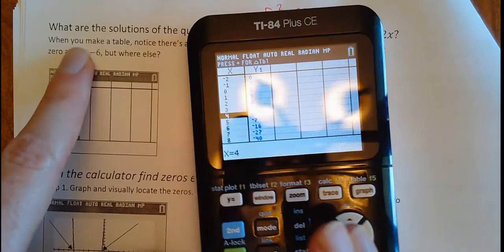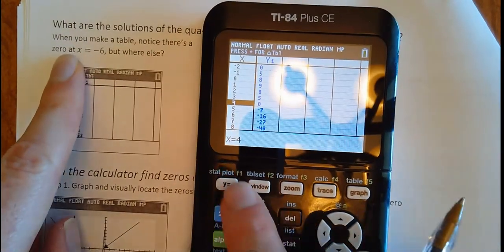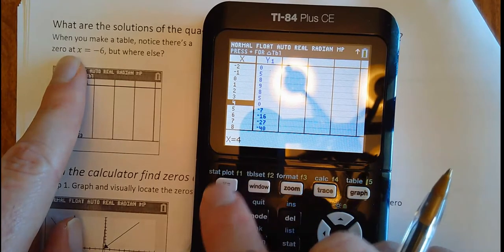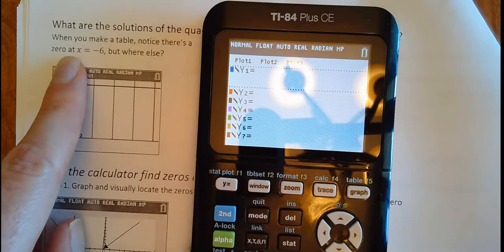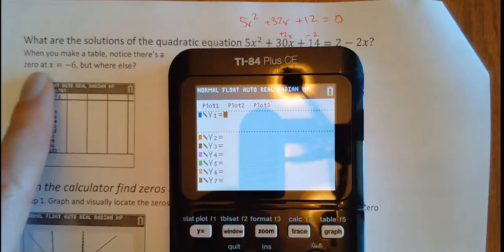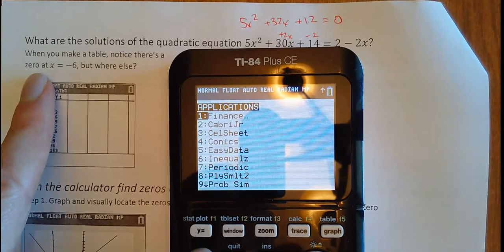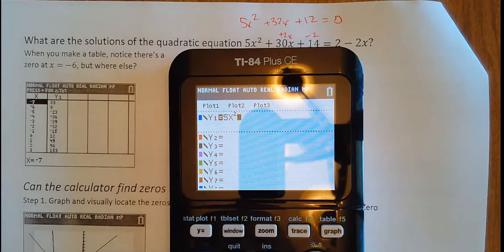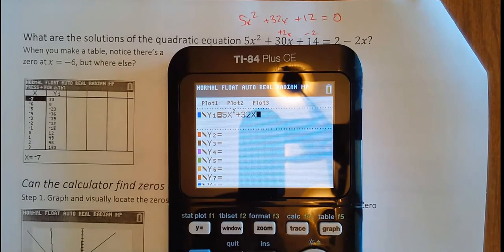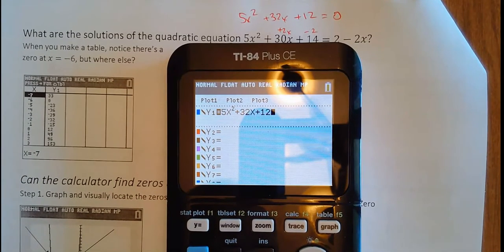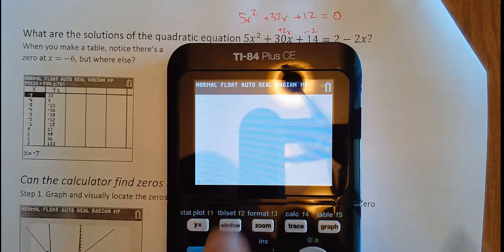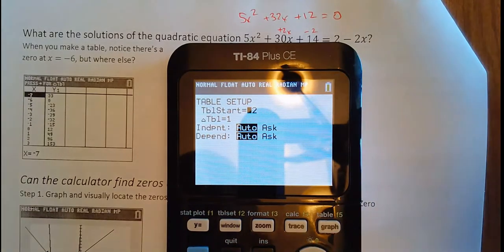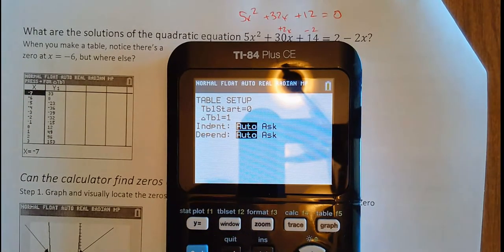So when you make the table, notice that 0 is at -6. So let's go. I got to put this in. I haven't done this yet. So let's go back here. Put this equation in that I just wrote up here. 5x squared plus 32x plus 12. I'm going to go second table setup. And now it's -2. That just happened to be the last one I left it on. You can change it to 0 if you want. You can leave it alone.